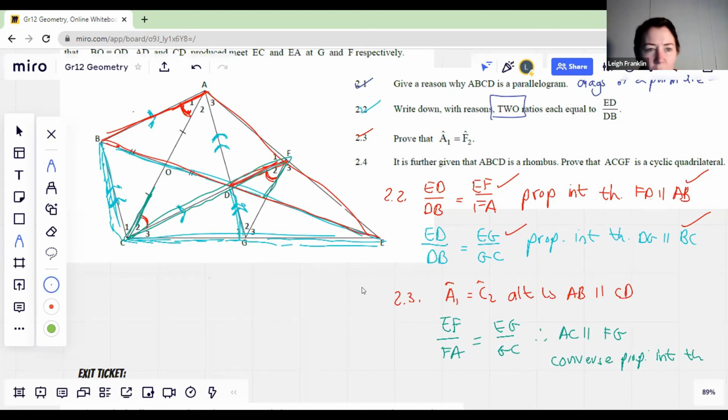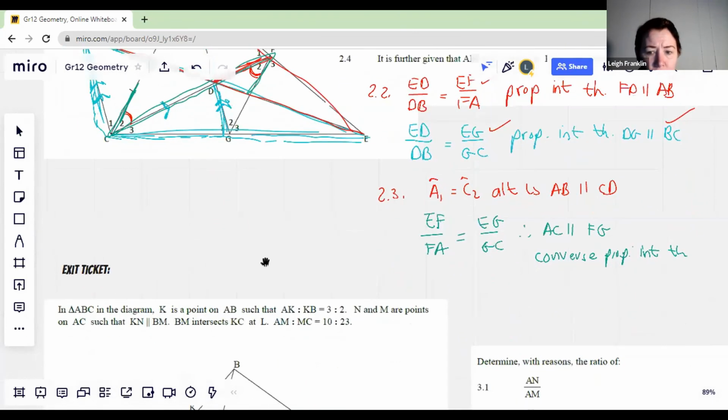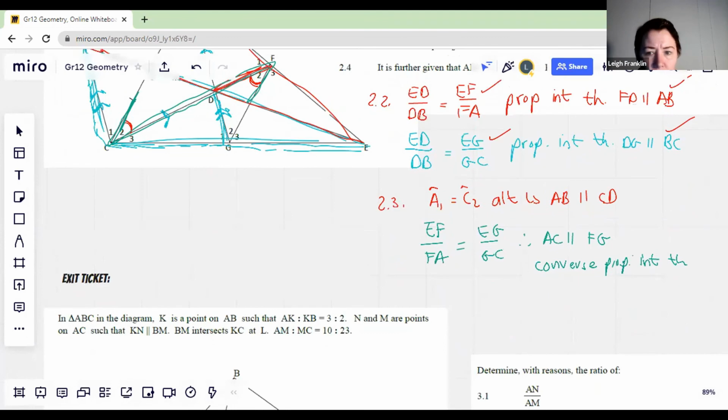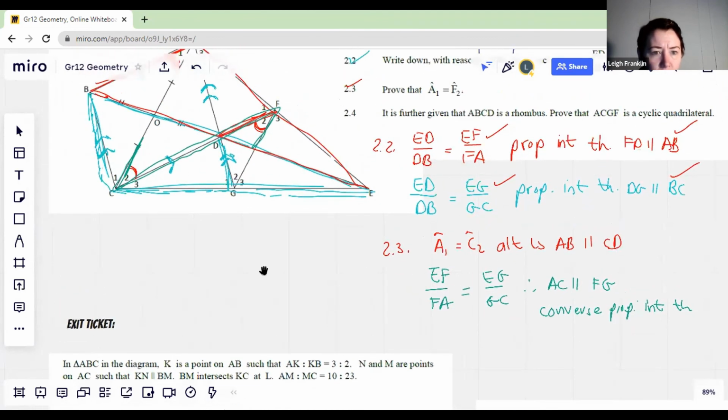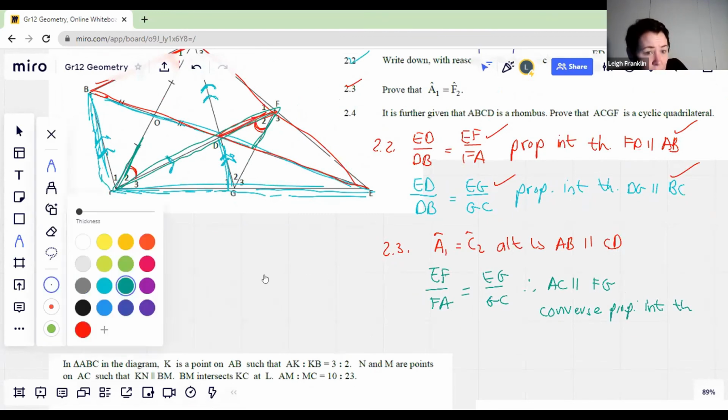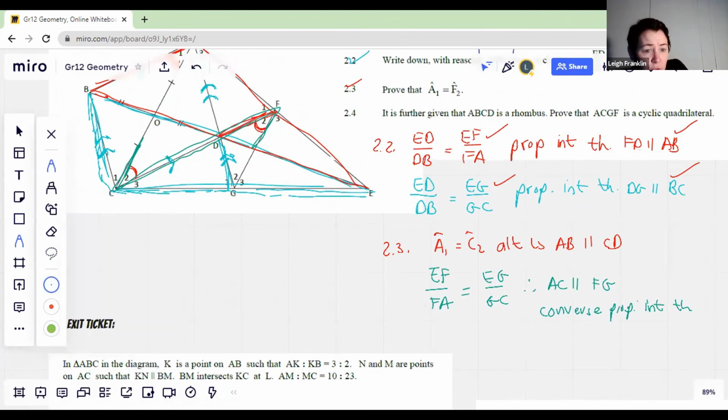How does that feel, everybody? Have I lost you? Where are you at right now? Is it making sense? You sure, Matrix? 100% makes more sense. Okay, if you want me to explain it again, I'm happy to do so.